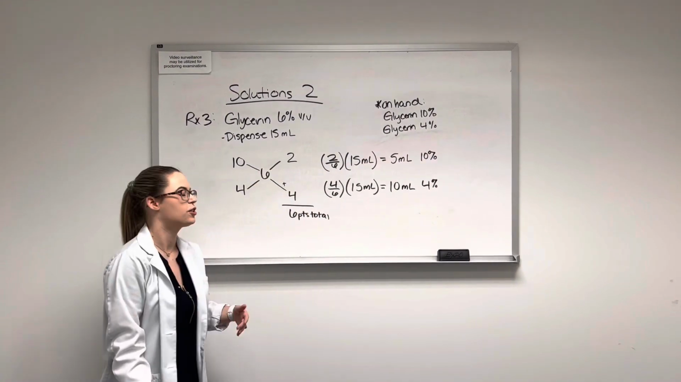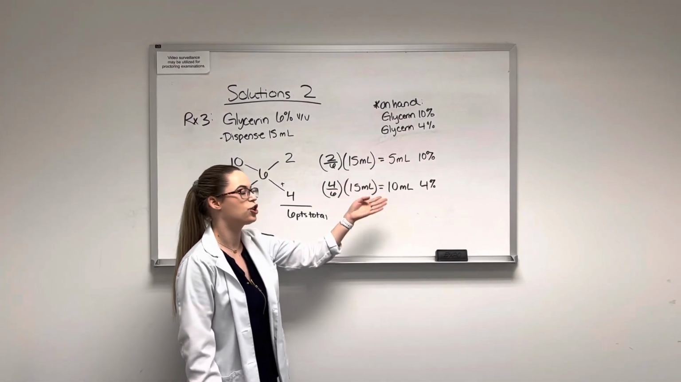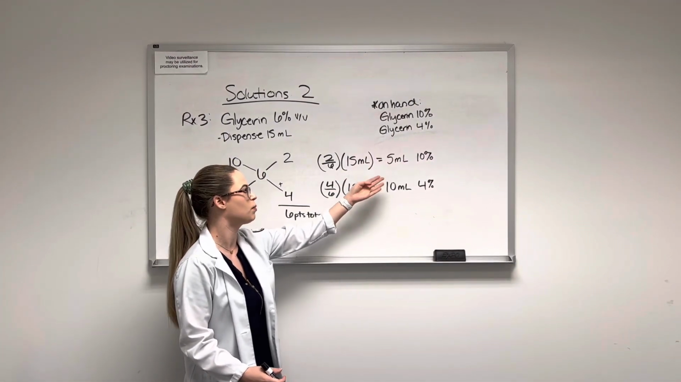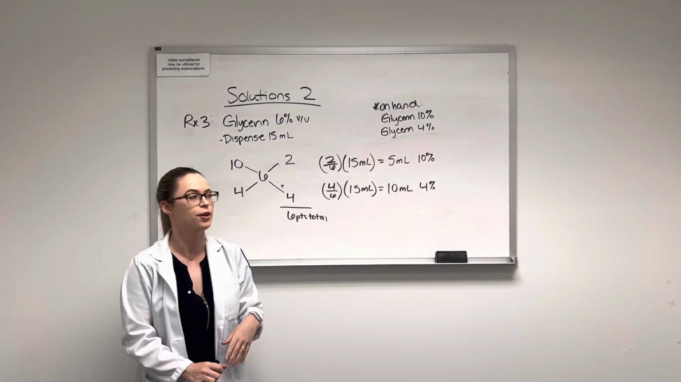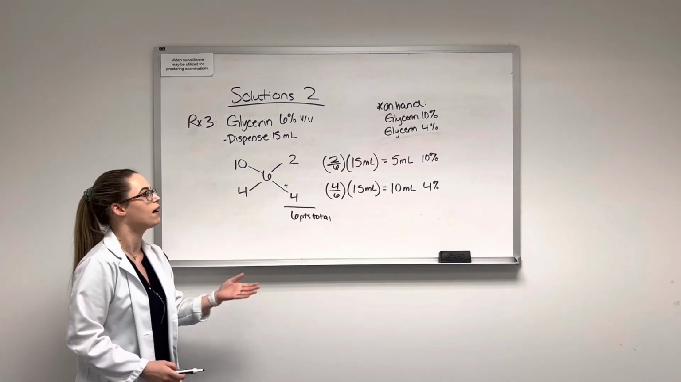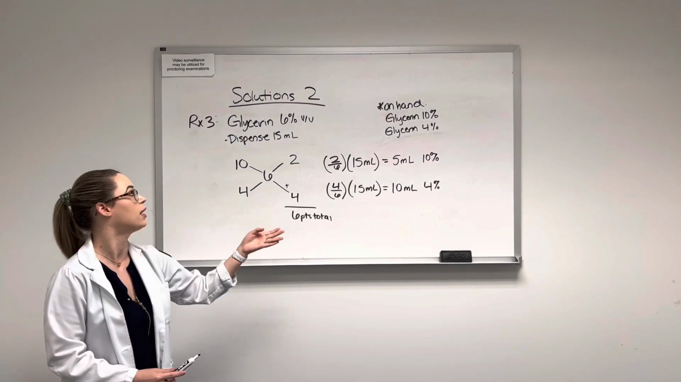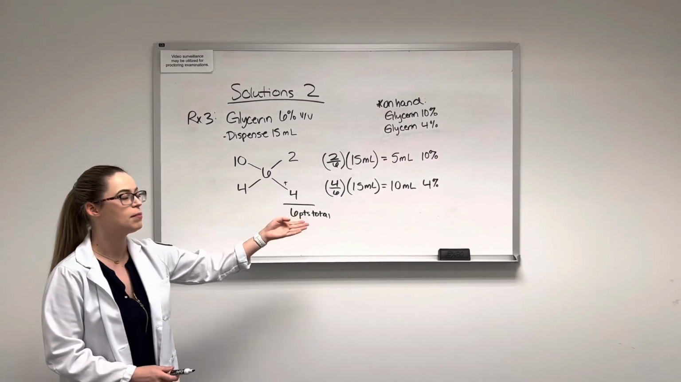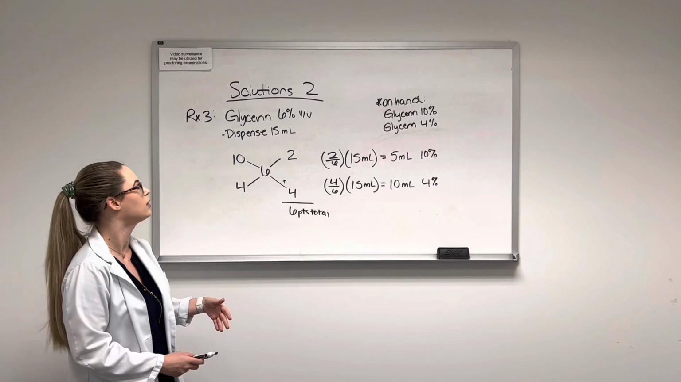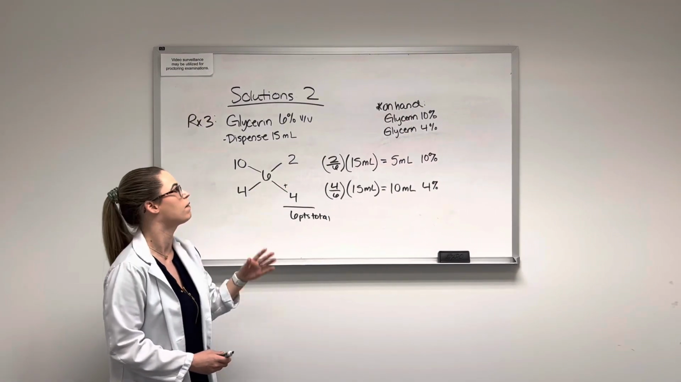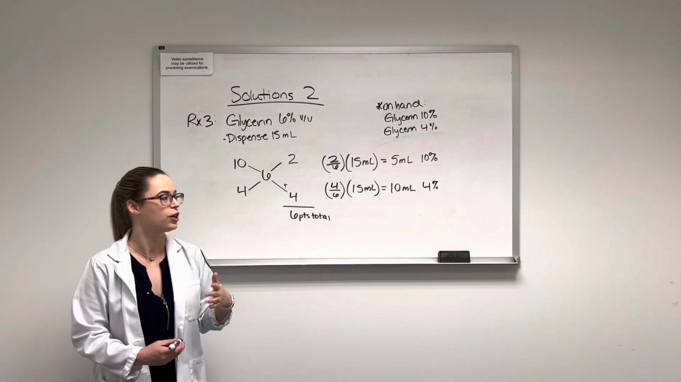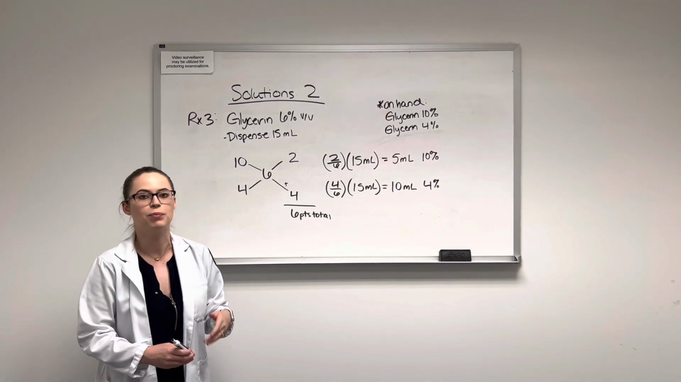If you're ever concerned, you could always recheck your work by adding your total volumes together, and they should add up to equal your total volume. So you will add 5 milliliters of your 10% glycerin and 10 milliliters of 4% glycerin, and this will give you 15 milliliters of 6% volume by volume glycerin solution. You'll give it to your patient to help with their dry skin.